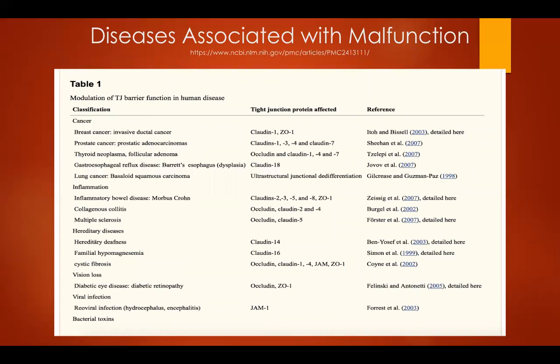Some of the diseases are associated with malfunction of certain proteins. If the tight junction barrier malfunctions, your biggest subcategories would be cancer, inflammation, hereditary diseases, vision loss, and viral infection. As you can see on here, you get some of the common cancers that you see a lot. Crohn's disease is probably the biggest inflammation one that you see, and cystic fibrosis is also on here too.